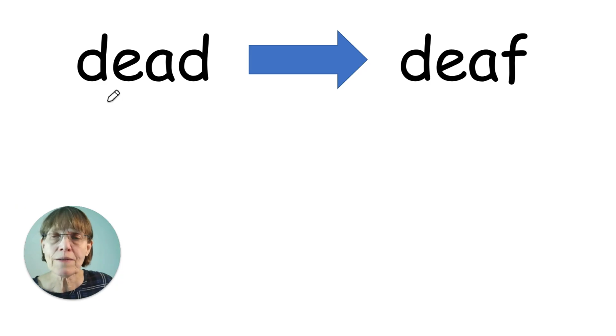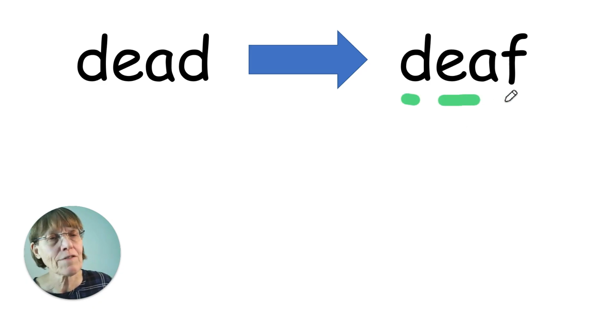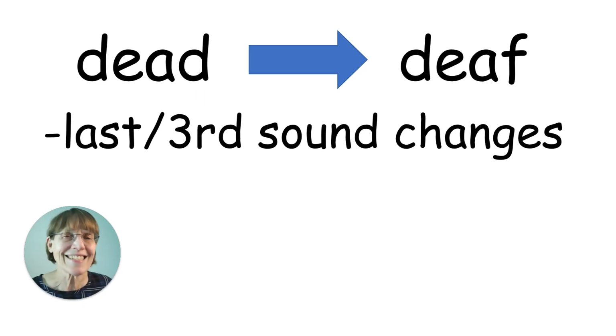So in this one, we start with d, e, d. We could try d, e, d. No, d, e, d, dead. And then we go over here, d, e, f. No, d, e, f, death. What changes? The last sound changes. There's no d, now there's a quiet f.